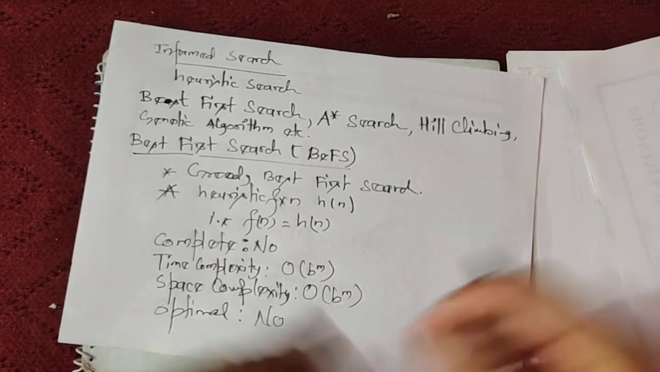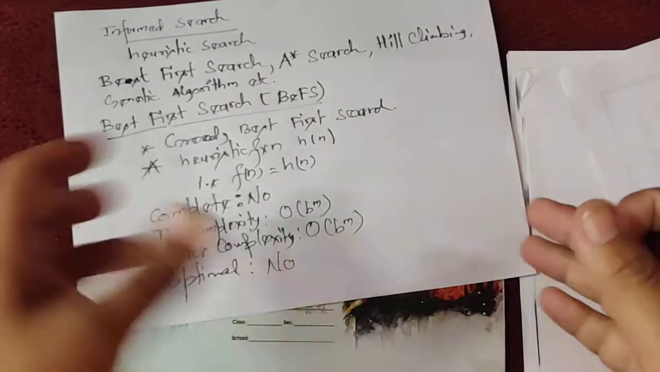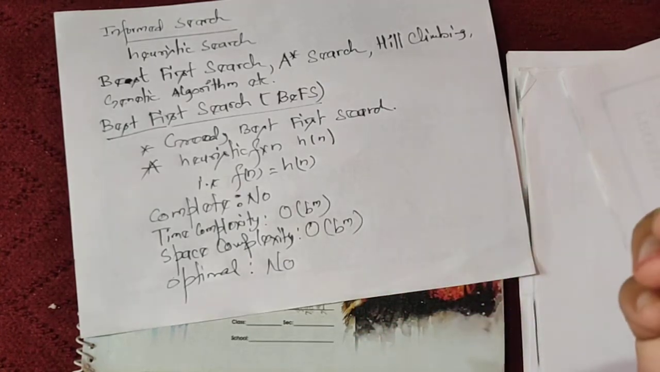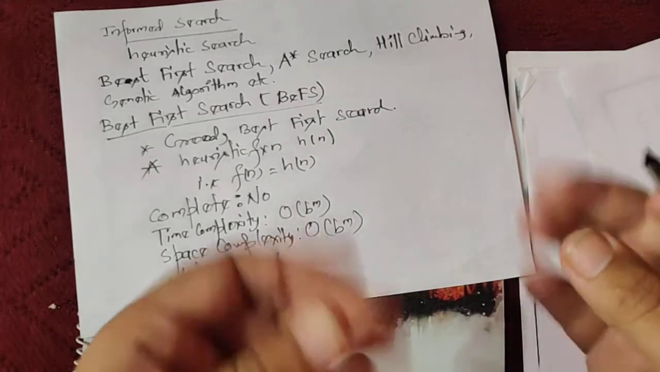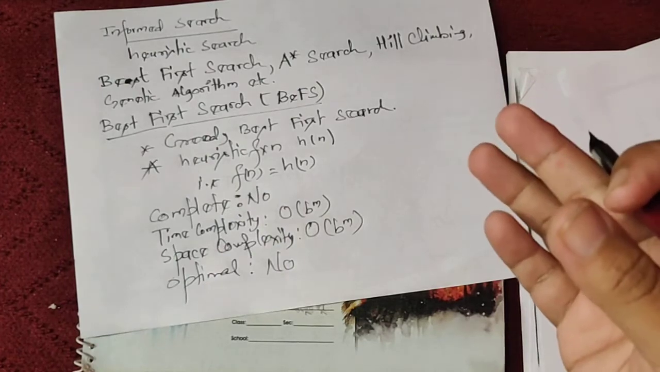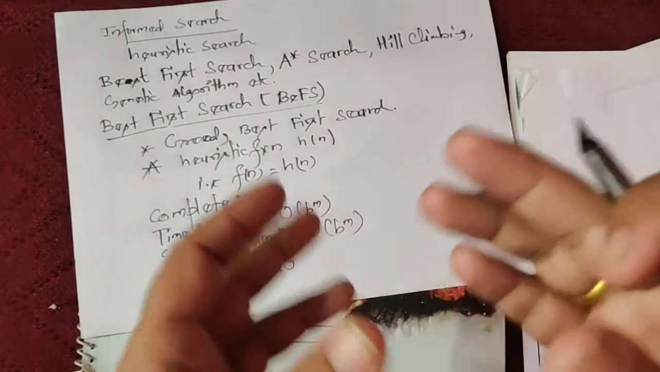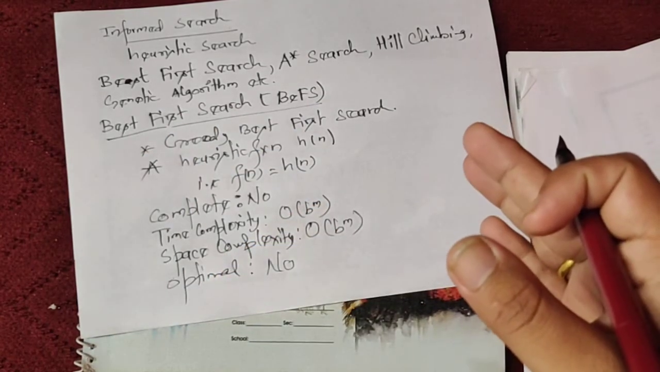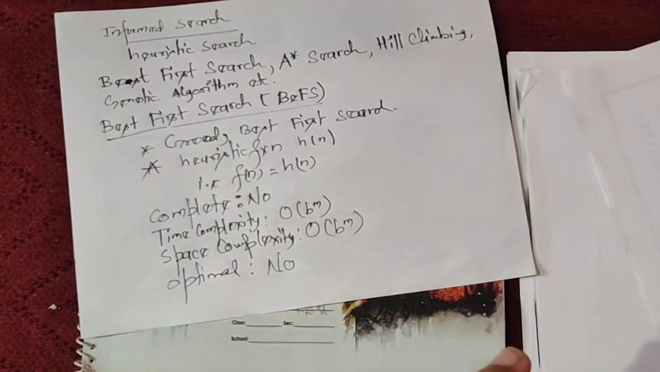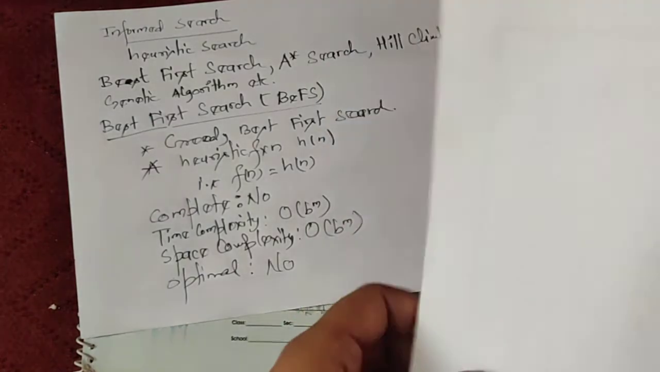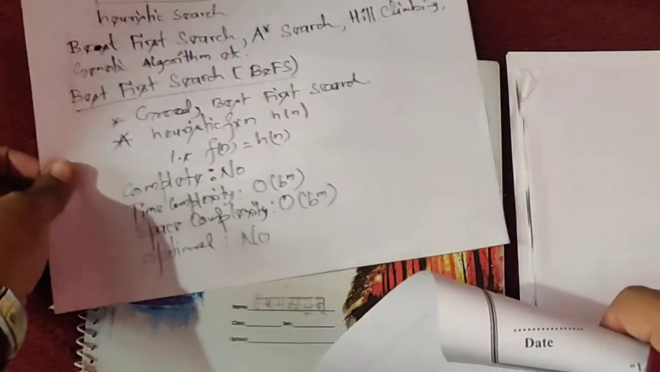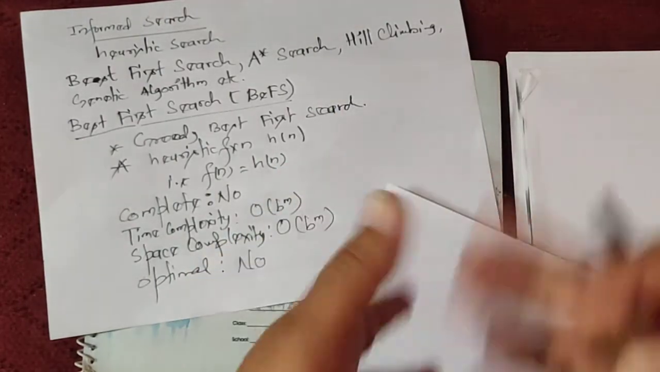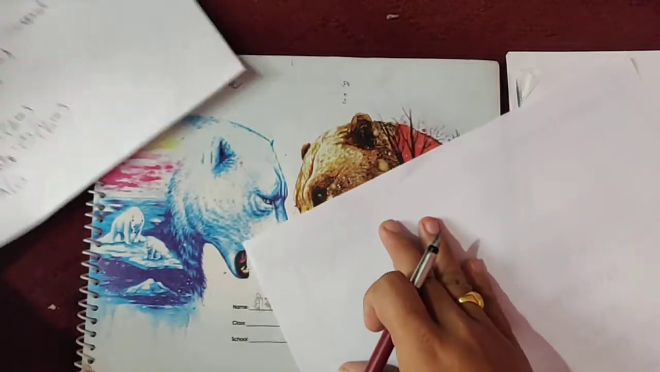It tries to expand the node that is close to the goal. Every time it sorts the queue of nodes according to the heuristic function. So let us consider an example.